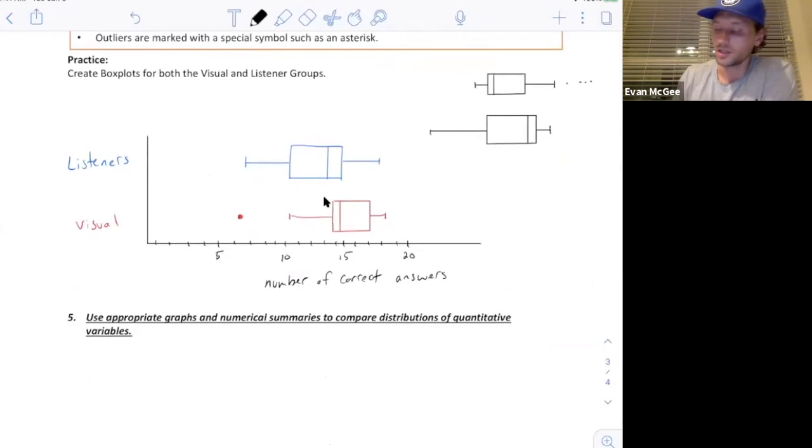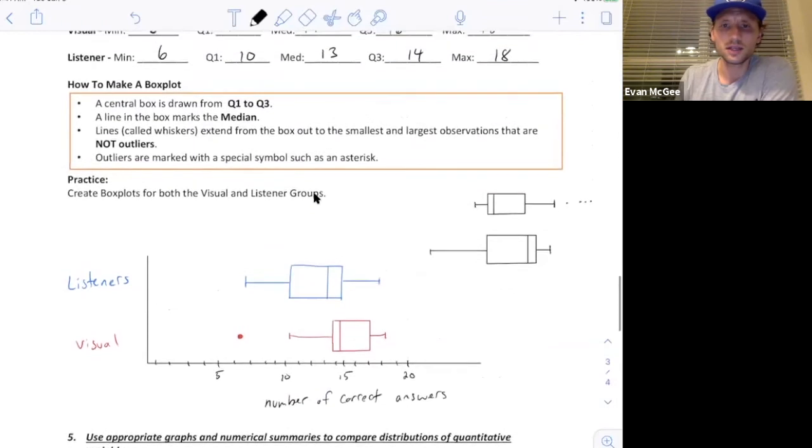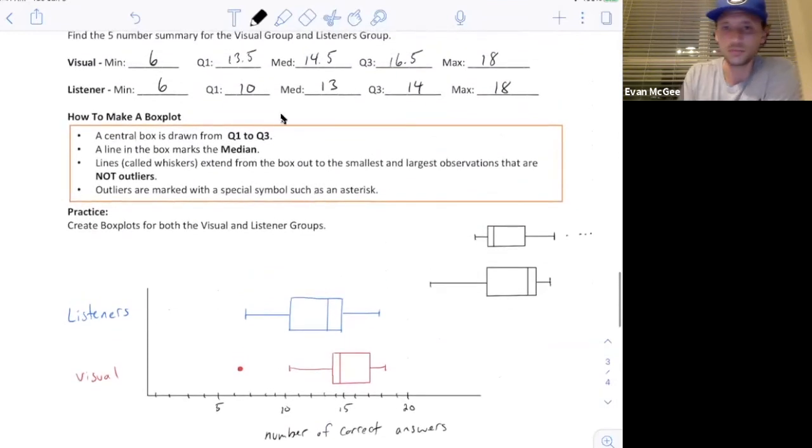And then Q1, we can see, is at 13.5. So that's why our line's at 13.5. Median is at 14.5. Q3 is at 16.5, and the maximum is 18. We didn't have any high outliers, so we don't need to draw any outliers above.